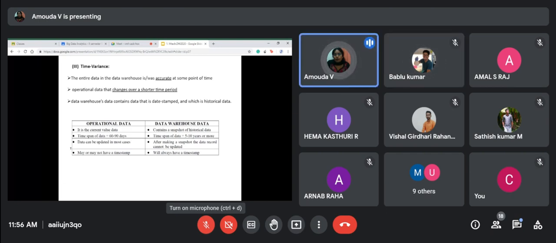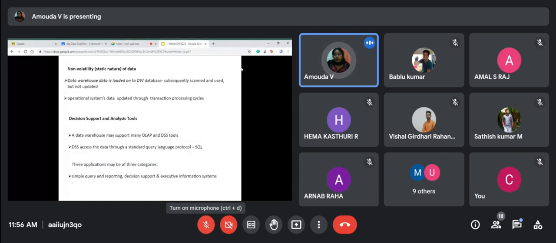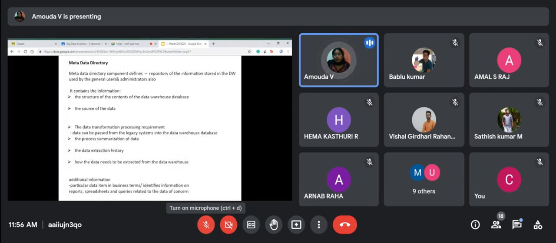We'll always have a timestamp. You see that? We'll always have a timestamp. Just like that, coming and asking for this query, this information, that cannot be given to you from a data warehouse. That is given by your database, operational data, day-to-day data. Understood? Now it's metadata directly.